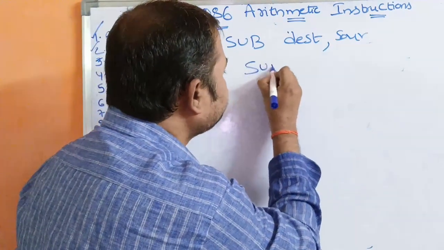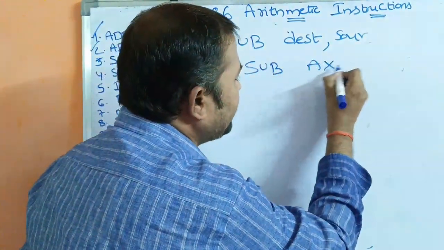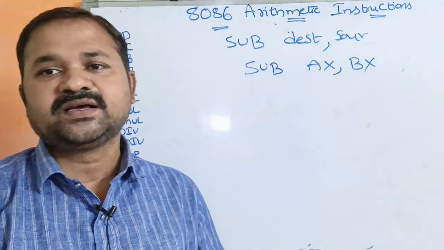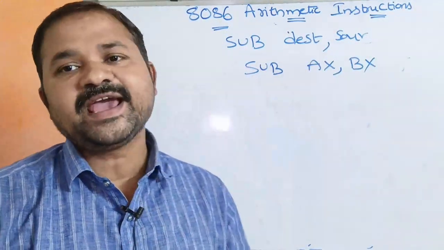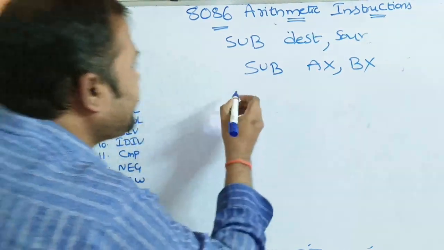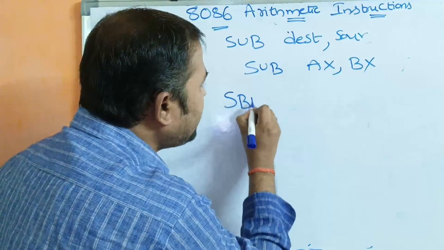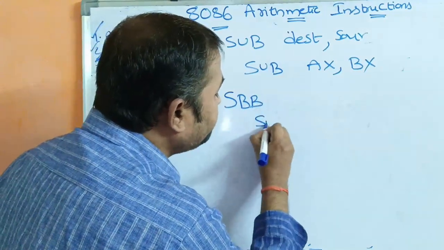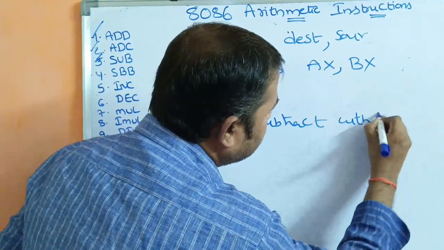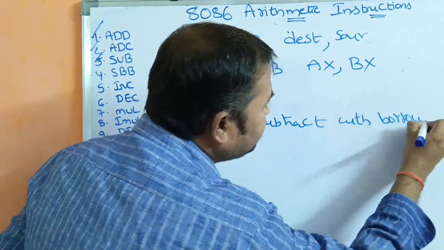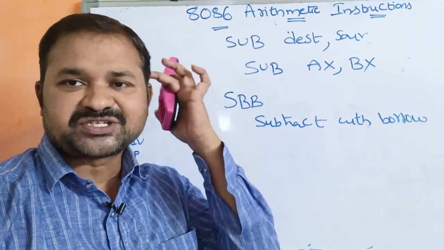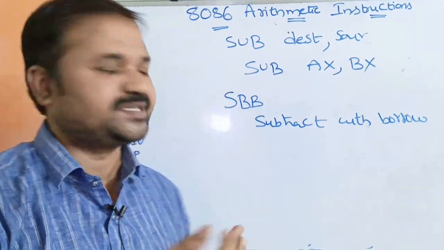So SUB AX comma BX. So BX will be subtracted from AX and the result will be stored in AX. Now let us see the next one. The next instruction is SBB. SBB stands for subtract with borrow. Here borrow is nothing but the carry. For storing the borrow, the carry flag will be used.